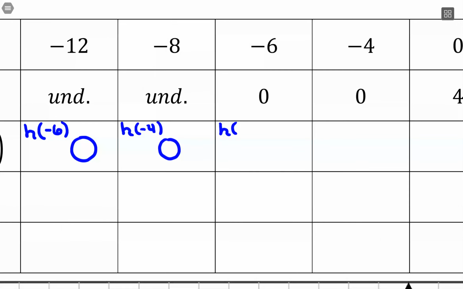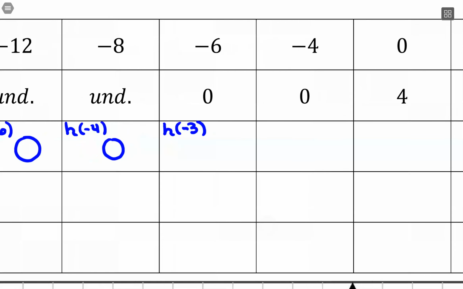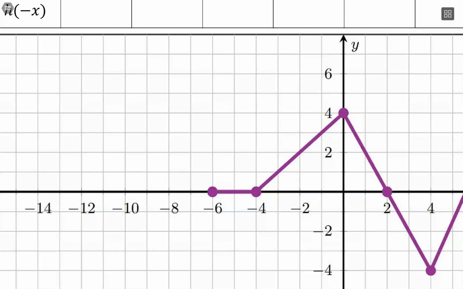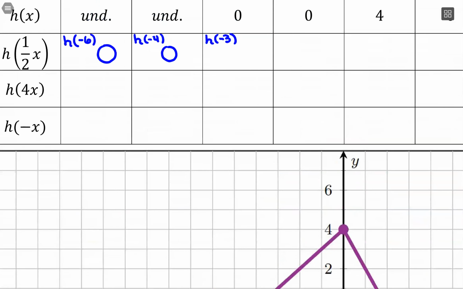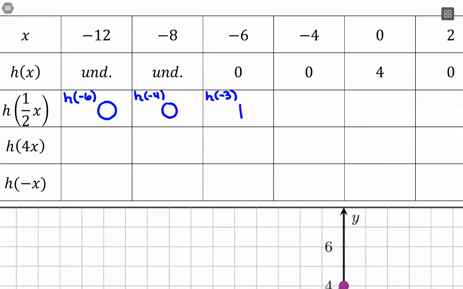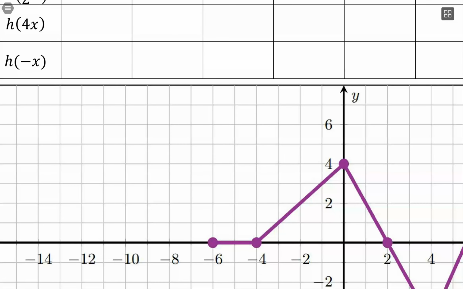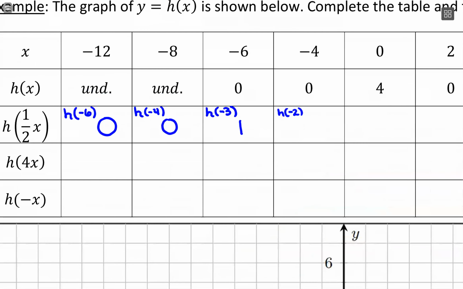H of -6 times 1/2 is -3, which isn't on our table. However, we do have our graph here. So I'm going to look at x equals -3 and grab the output, which is +1. If it's not on the table, take a look at the graph to see where it's landing. Alright, h of -4 times 1/2, so h of -2. Again, we'll go to the graph, and h of -2 is +2.